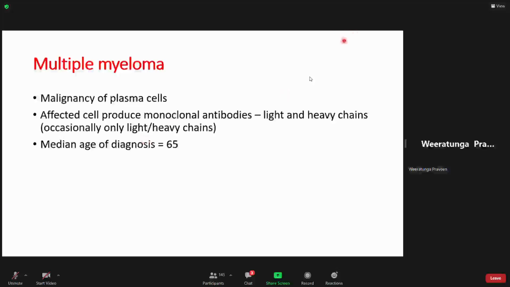An antibody molecule has a light chain and heavy chain. Both of these increase, but sometimes some types of myelomas only produce light or heavy chains. Multiple myeloma is a disease of the elderly, so it usually comes at 65 plus. In young people it is very uncommon, very uncommon.